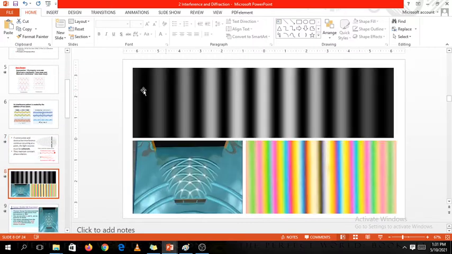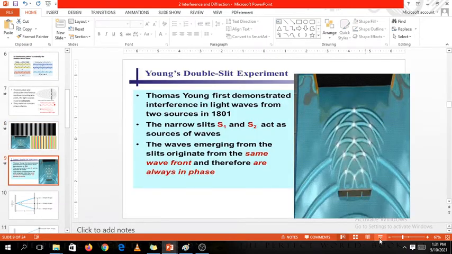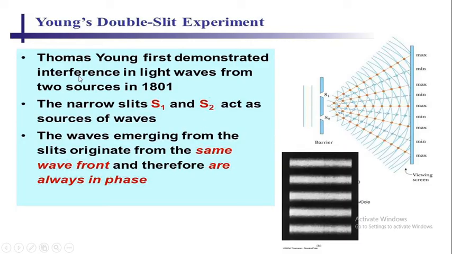So you have here the alternating bright and dark fringes. And of course, it can also form your color spectrum. With white light, like in a prism, for example, they can also form your color spectrum. So Thomas Young first demonstrated interference of light. The narrow slits S1 and S2 act as the sources of waves. So you have your light. Because of diffraction, it will create your two smaller waves. But then again, because of superposition, your waves add or subtract.